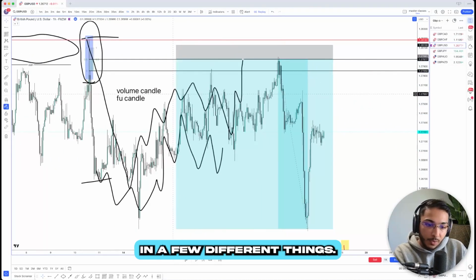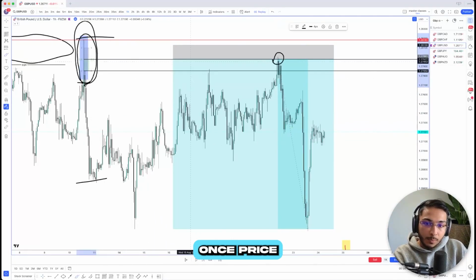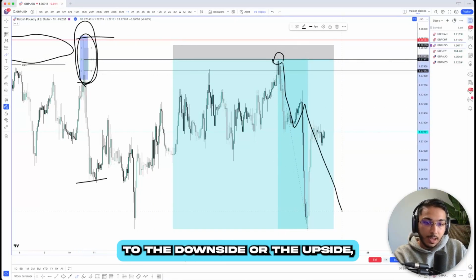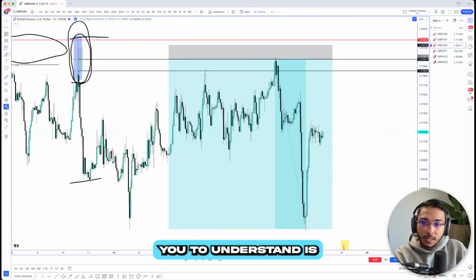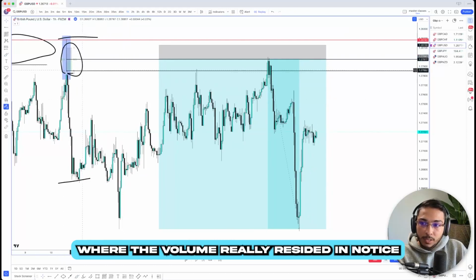Now we got to factor in a few different things. When you're trading an order block properly, once price comes to mitigate that order block, if it isn't really an order block, that mitigation move is usually very fast to the downside or the upside, depending on which way you're trading. So in this example, what I want you guys to understand is we found this candle on the lower time frame over here.